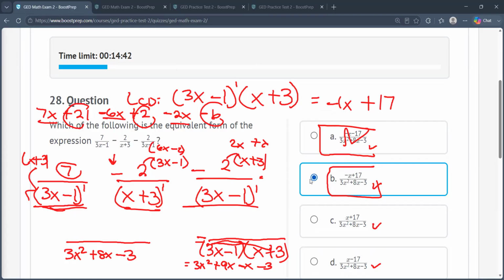So if you need a refresher on how to find the LCD, go ahead and check out the supplementary videos on LCD.